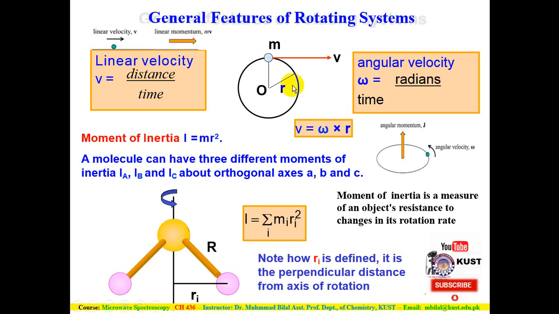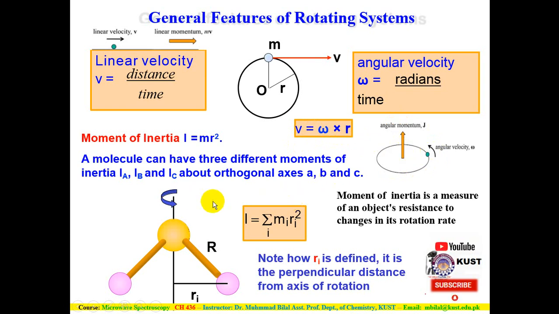Next is the angular velocity. When the molecule is rotating, it also has a specific type of velocity which we will call angular velocity, and its value will be equal to omega. It is equal to v over r. This is associated with the angular momentum. If a molecule is rotating anti-clockwise, its direction will be upward from the page or plane.